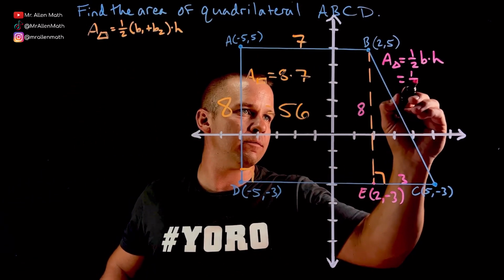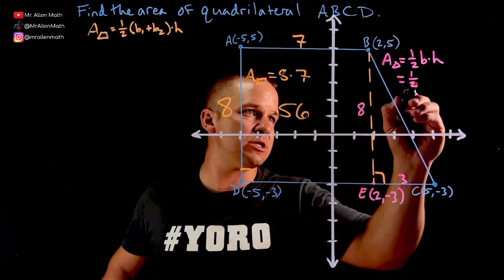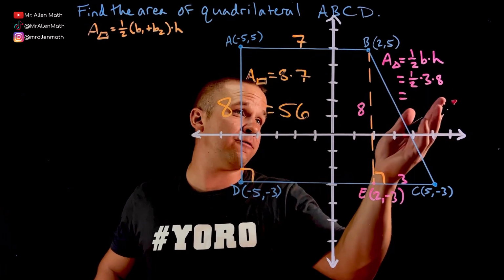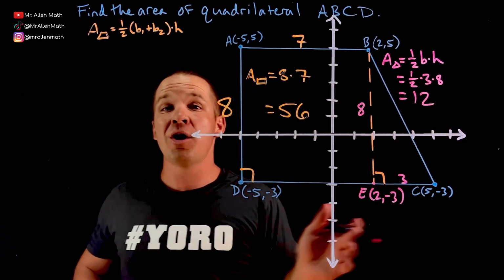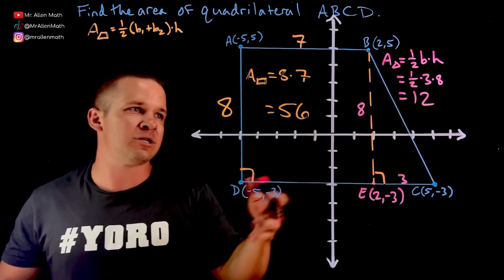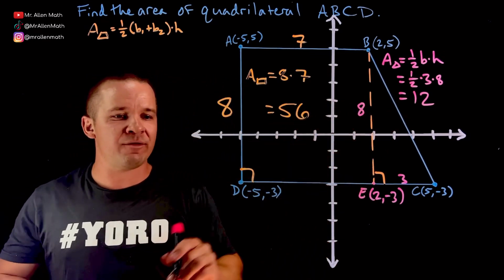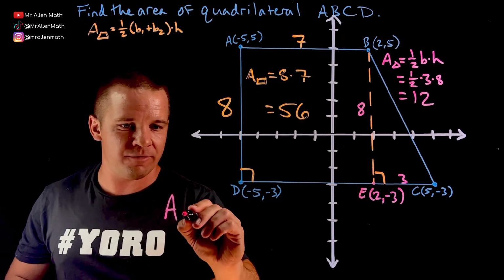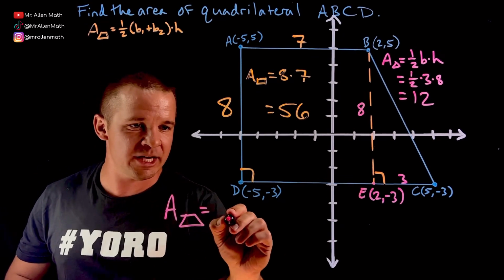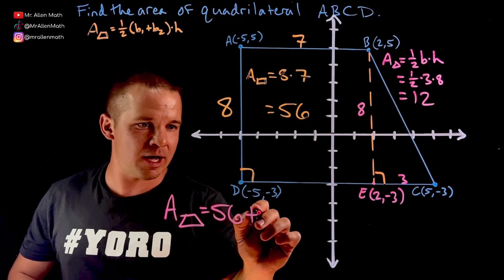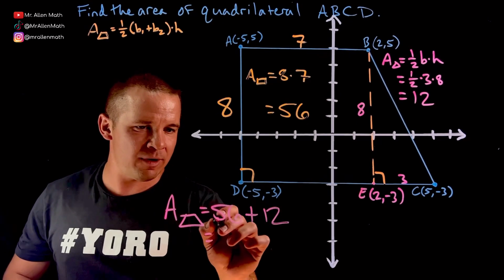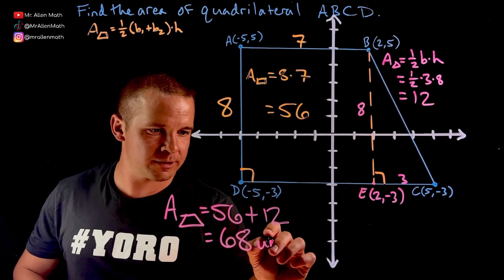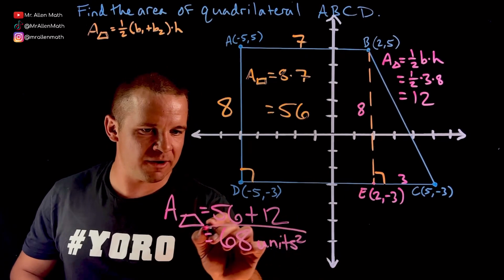So now I can plug this in. I got 1/2, then I've got my base, which is 3, my height, which is 8. So 1/2 of 8 is 4 times 3 is going to be 12. Or you can do 3 times 8, that's 24 times 1/2 is 12. Either way, I've got my 2 areas. So if I add these 2 together, area of the trapezoid now is equal to 56 plus 12. And then we got what? That's 68. There we go. Units squared. That's my final answer.